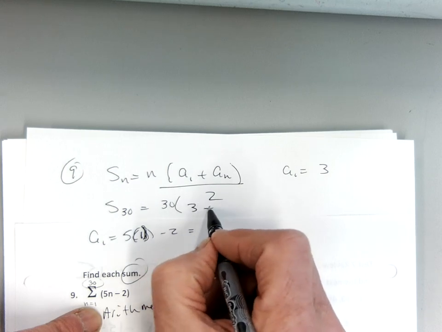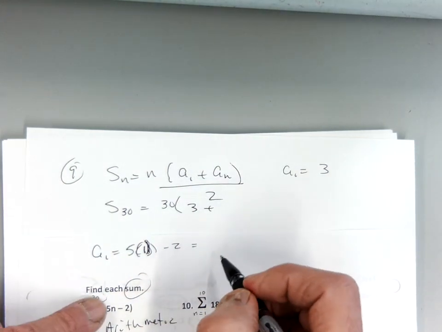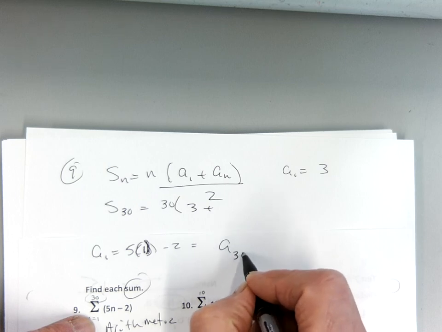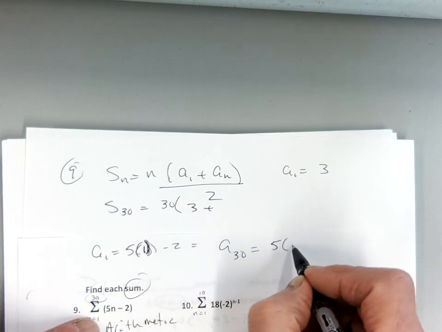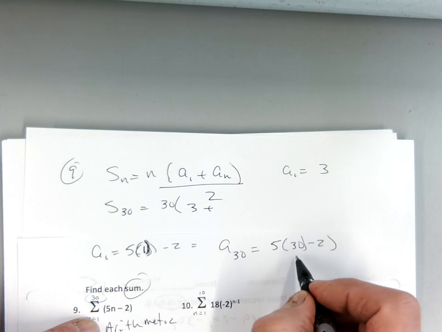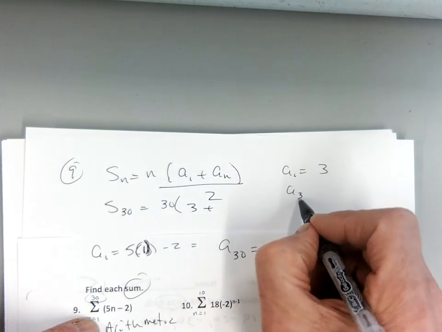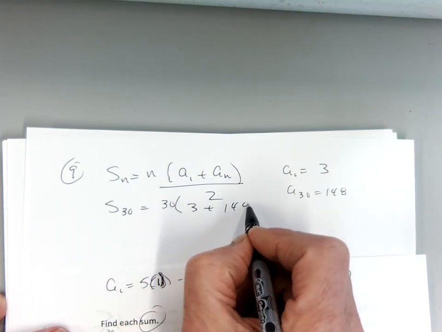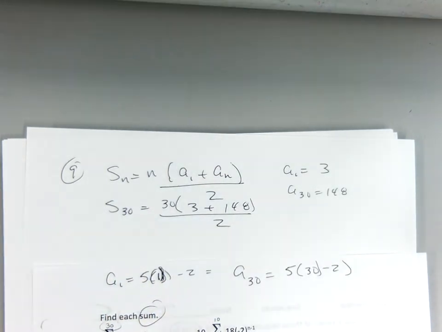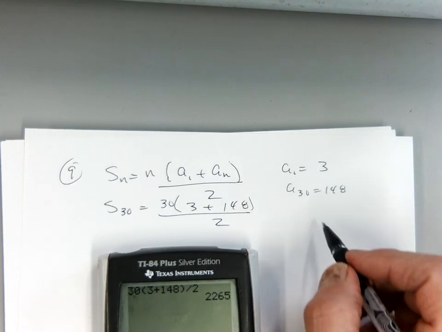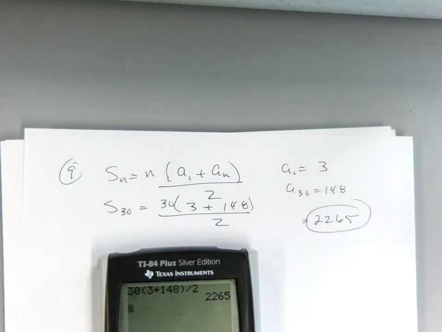So I'm going to go 3 plus an. What's an? An's my last term, but I don't know that one. But I can make that too, can't I? So I can make a30, I'll plug 30 in. So 5 times 30 minus 2. 150 minus 2 is 148. I'm just going to plug those numbers in my formula: 30 times 3 plus 148 divided by 2, and I get an answer of 2,265.